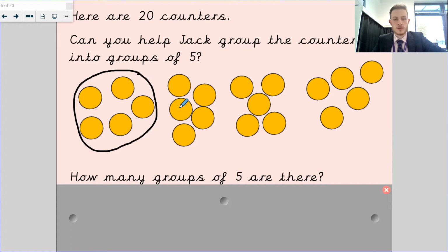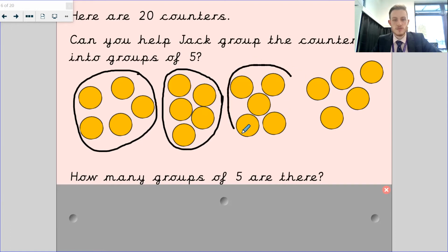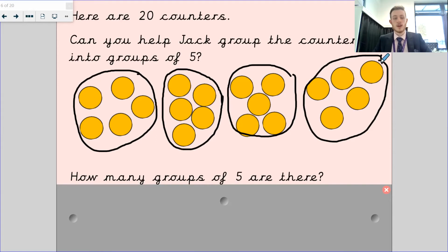1, 2, 3, 4, 5. That is another group of 5. 1, 2, 3, 4, 5. That is another group of 5. 1, 2, 3, 4, 5. That's my last group of 5. I don't have any that aren't grouped. I've got 5 in each group because it's asked me to put them into groups of 5.